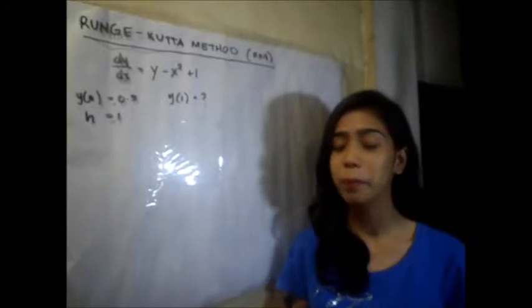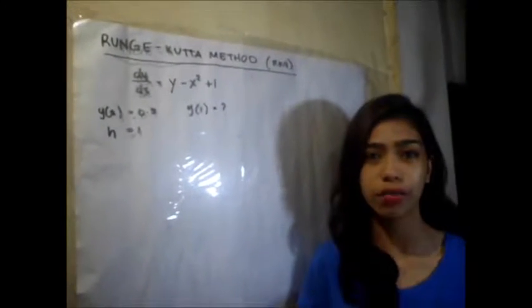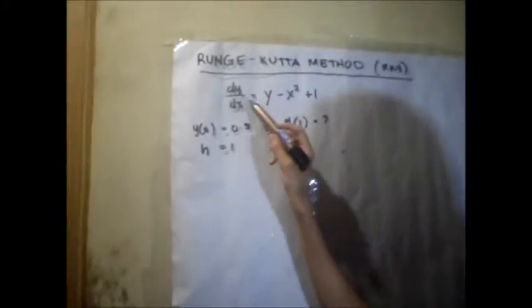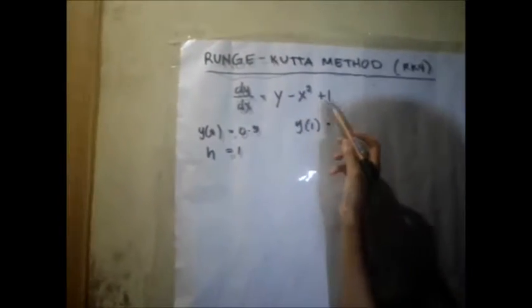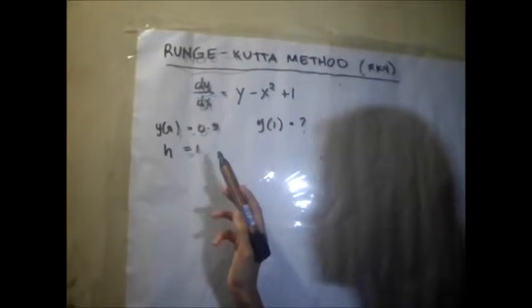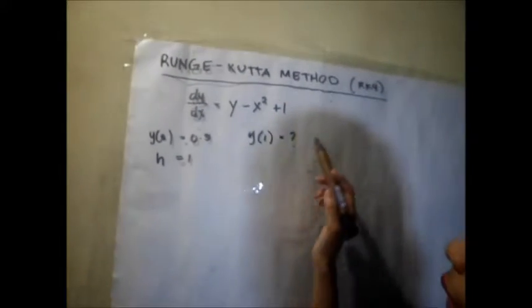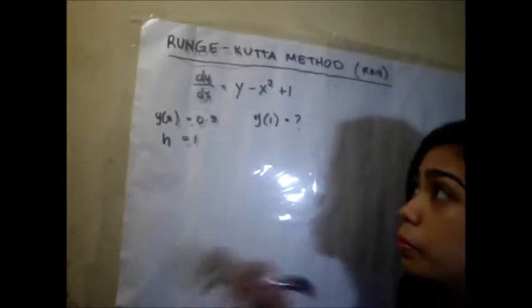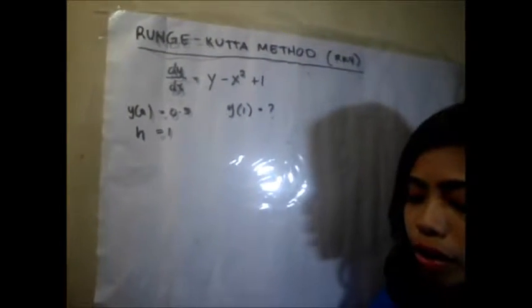Okay, so our next topic is about RK4 with the fourth order polynomial. So let's have an example here. So dy over dx is equal to y minus x squared plus 1. So we have the given of y of 0 is equal to 0.5 and a step size of 1. So we need to find the y of 1. Again, with the same question a while ago with the Euler's method.